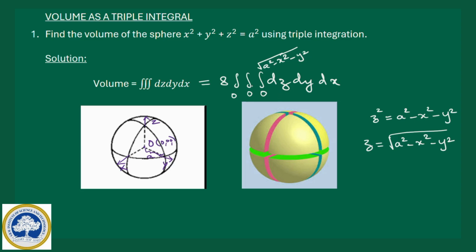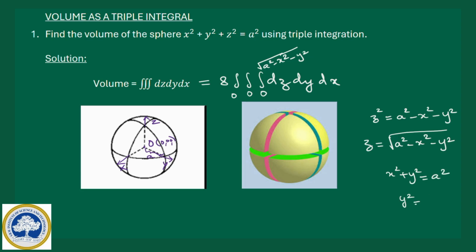Similarly, to calculate the limit for the variable y, we have already calculated z, so we are left with y and x. This means we are reducing the three-dimensional diagram into a two-dimensional one; the sphere will be reduced to a circle, which gives the equation x square plus y square is equal to a square.